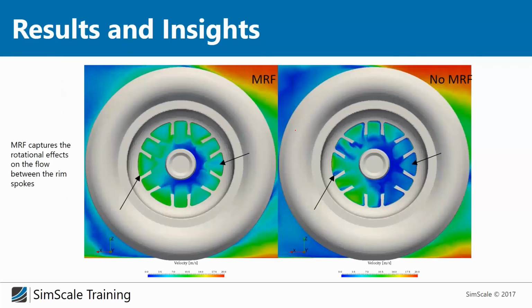Now again the wheels, MRF versus no MRF, and now a different view. Now we look from the Y direction, and you can see how the whole flow structure in the rim changes when using MRF, especially between the spokes. And here, for example, you have separation at the spokes because the wheels are not moving. But if the wheels are moving, you have no separation here.